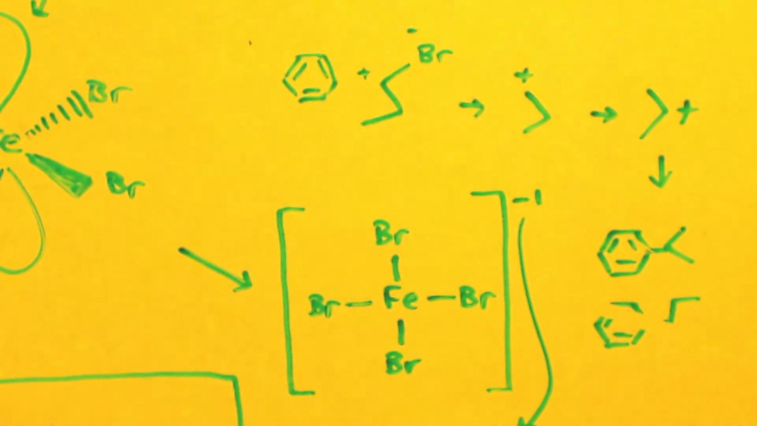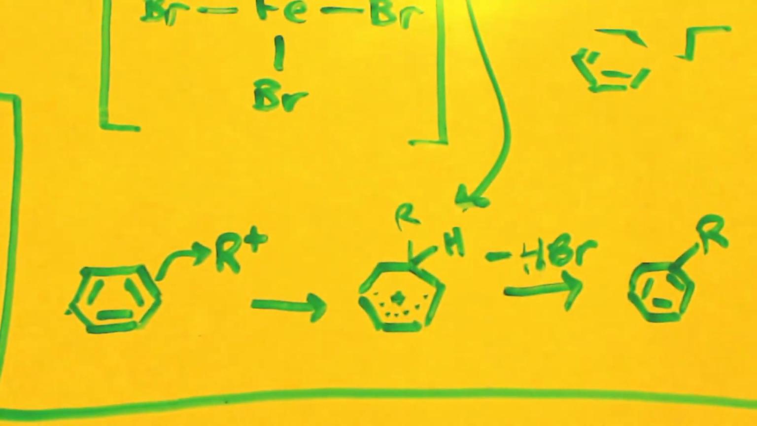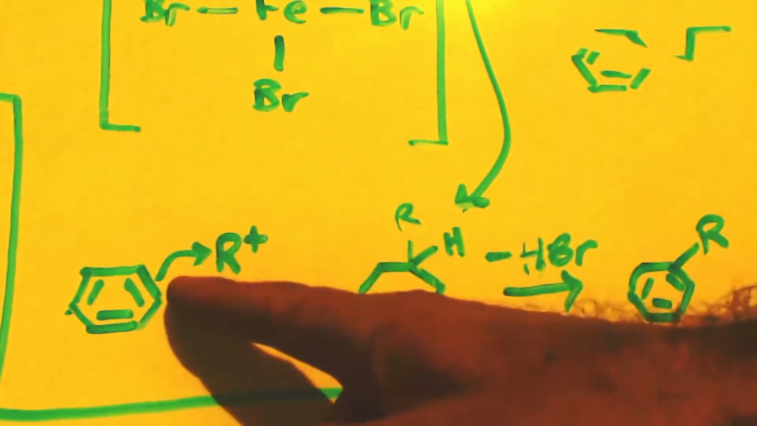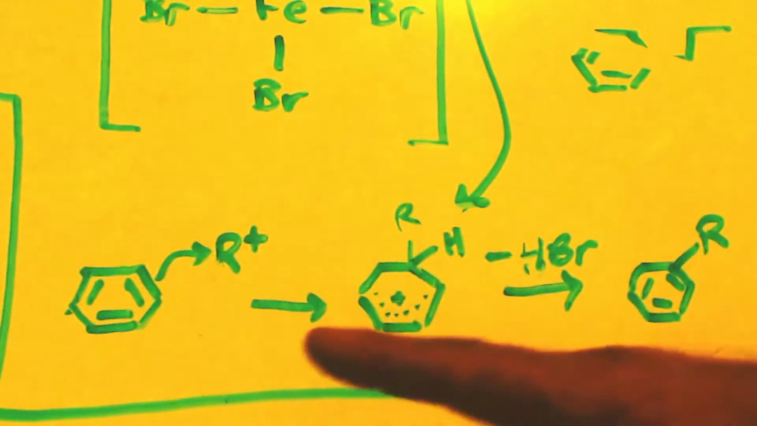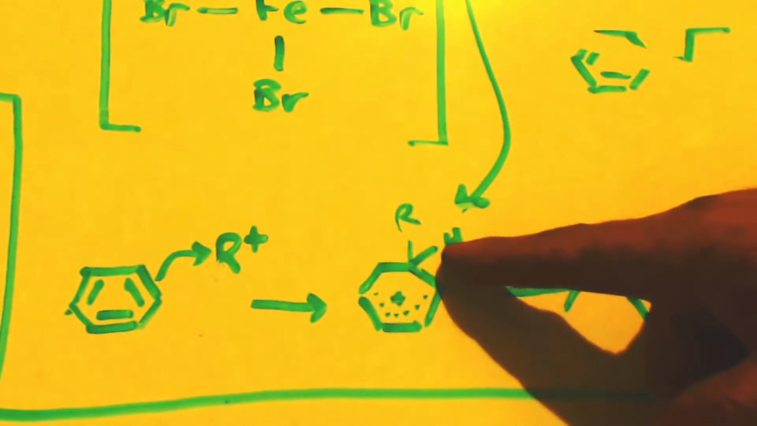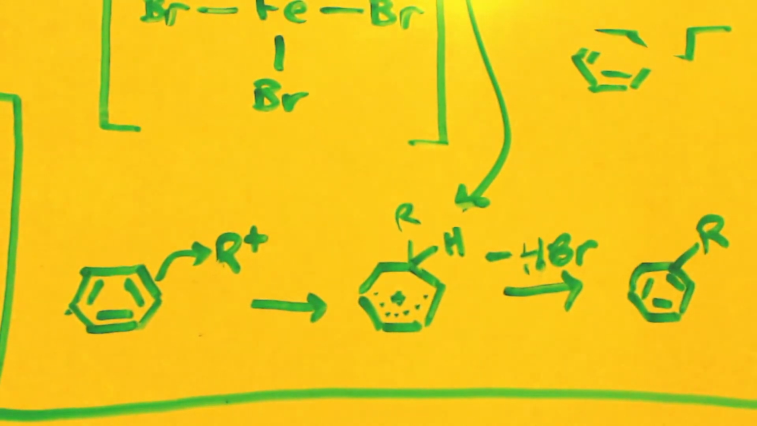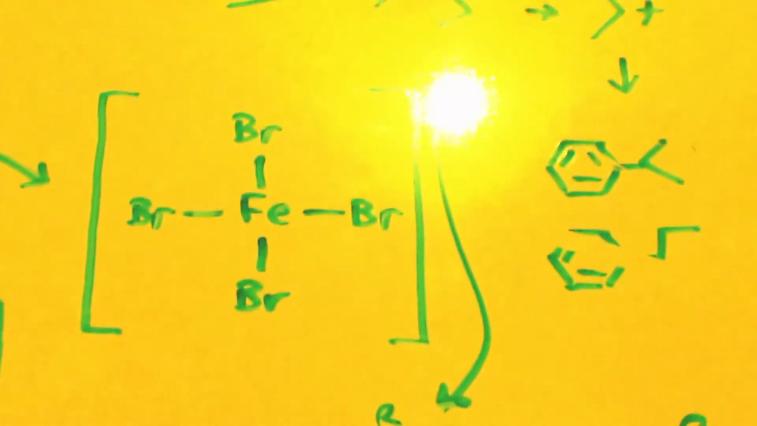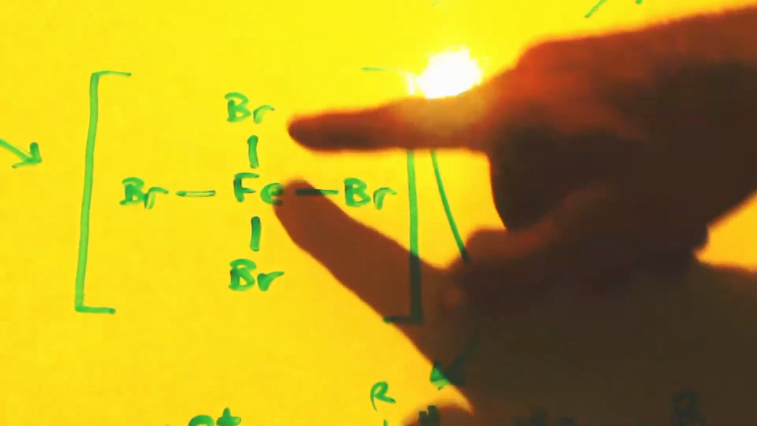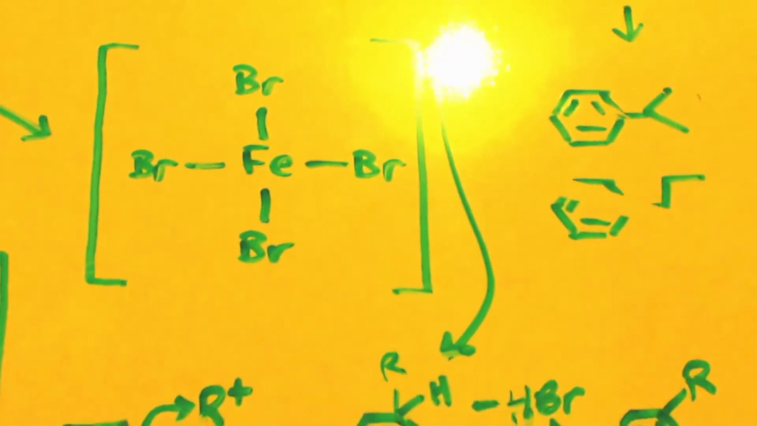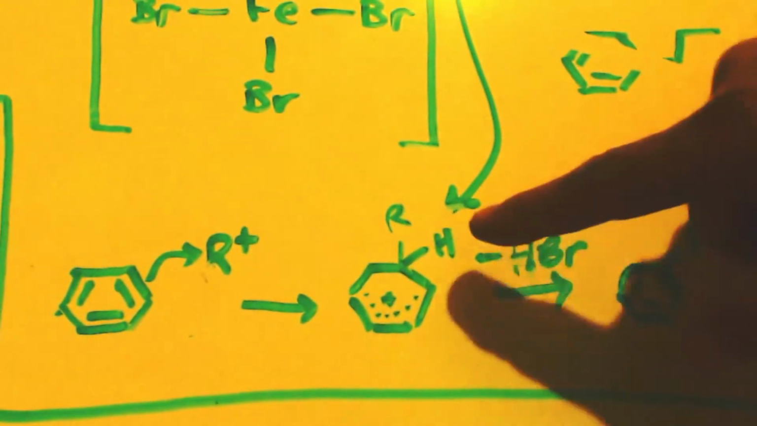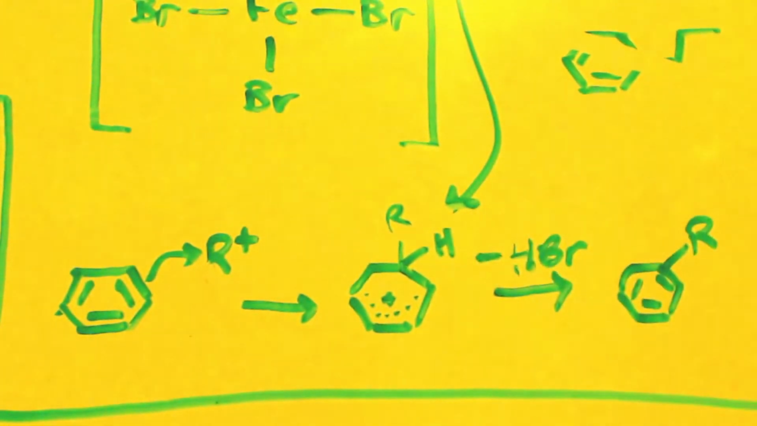Now, how can you stop that from happening? Well, let's look at one way. First, let's finish the mechanism. The benzene attacks the carbocation. Now you have a hydrogen and the carbocation, with a lot of positivity. Remember that iron tetrabromide that you made? It's negative, so it comes and grabs this proton off, and now you have your product.